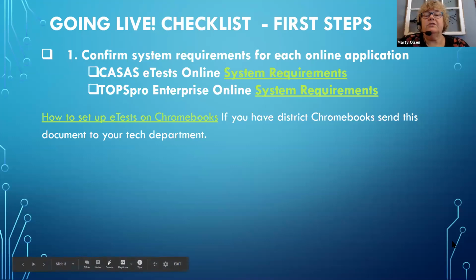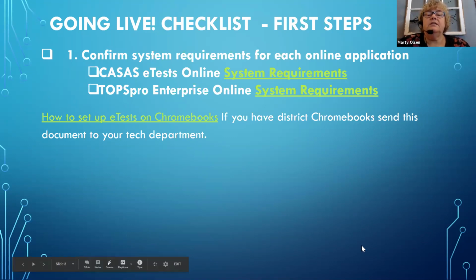So I'm going to talk first about CASAS. CASAS is very specific about what people need to do. They've got a whole list. It's called the Going Live Checklist. And they insist that people follow this list and make sure that they do all the things on the list before they will even allow you to accept those online test administrations.